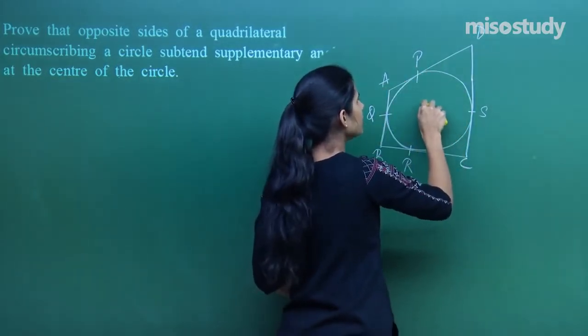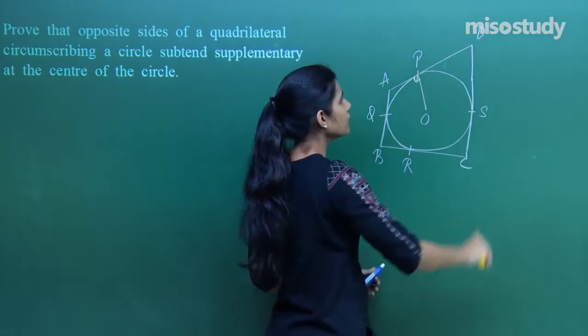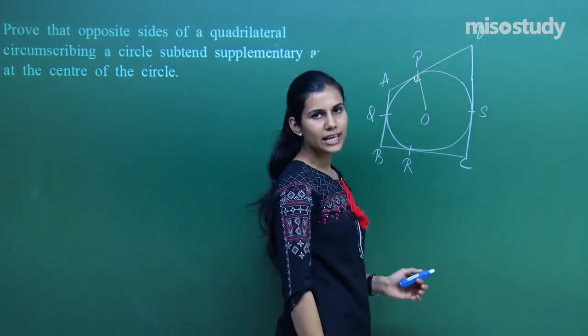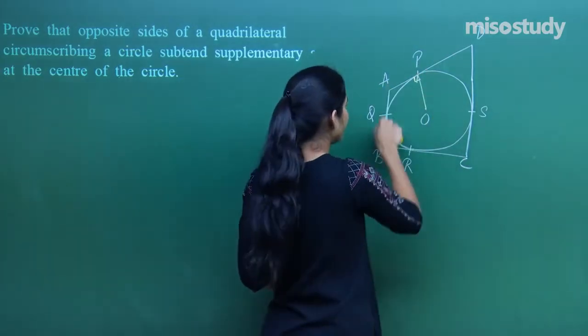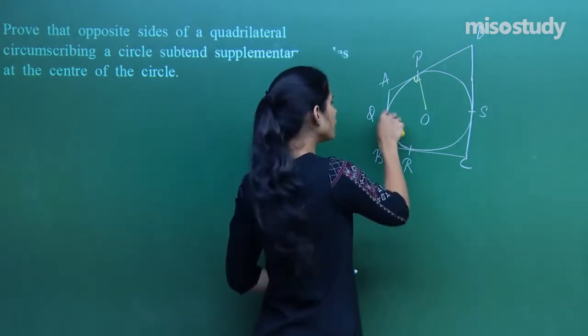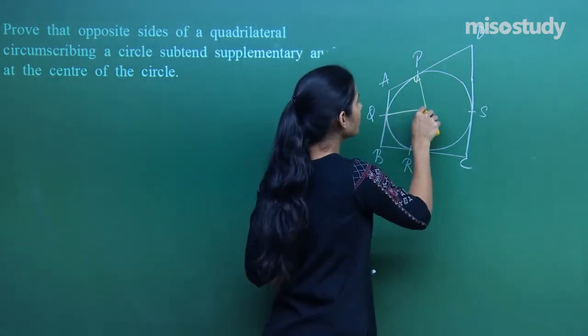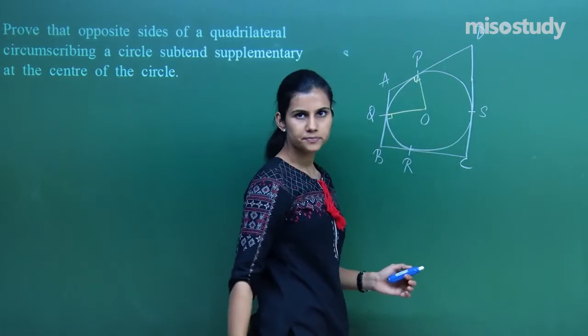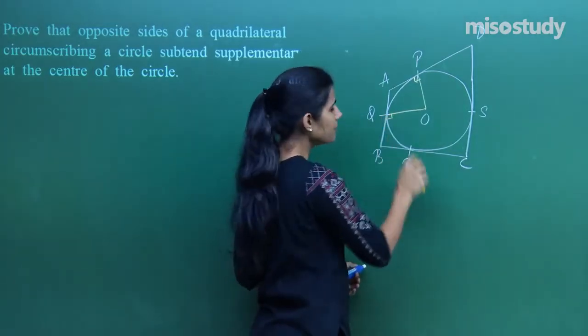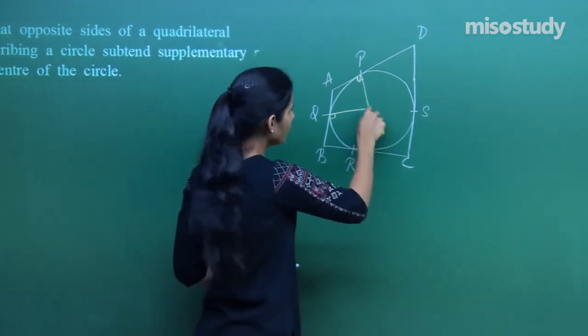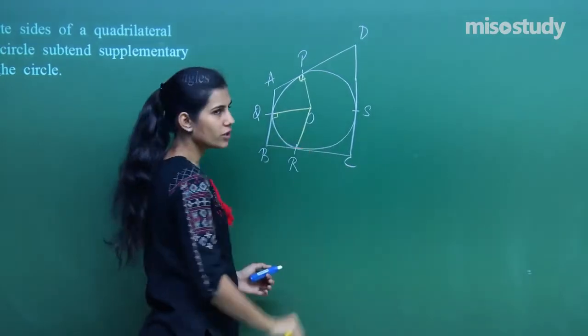tangent to this circle, so OP will be perpendicular to AD because radius is perpendicular to tangent through the point of contact. AB is also tangent to the circle, point of tangency is Q, so this is also perpendicular to the tangent completely. After that you have what? This is OR if you join.